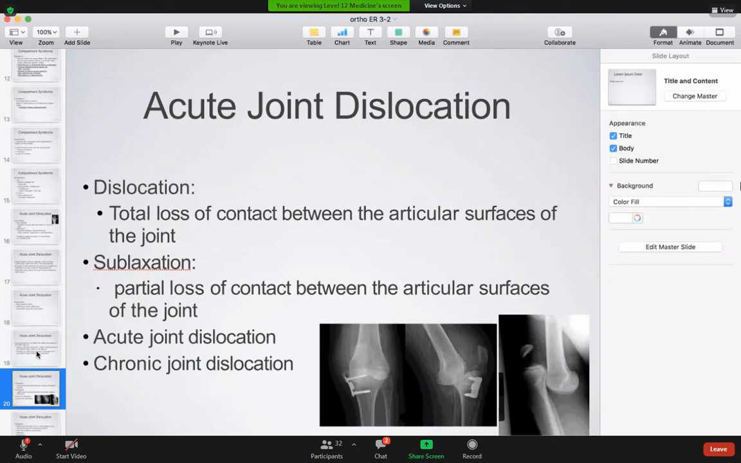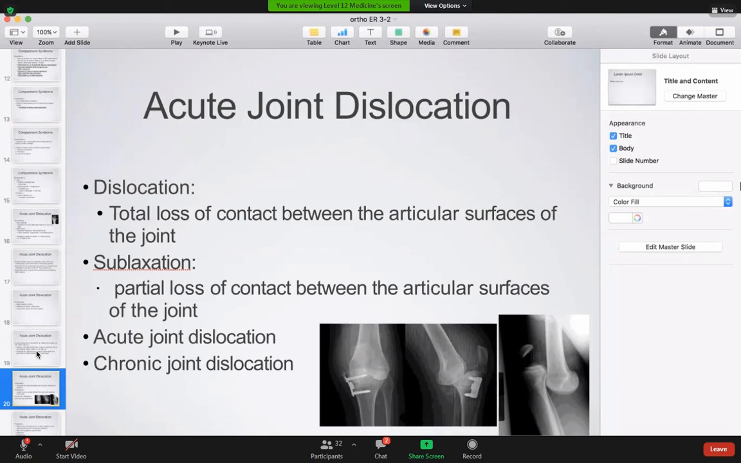So what's the difference between dislocation and subluxation? Subluxation comes before dislocation, like a mild dislocation. It is incomplete loss of contact between both ends of the joint, while dislocation is complete or total loss of contact between the articular surfaces of the joint.